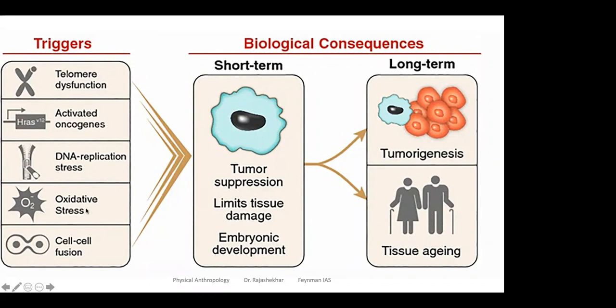Similarly, you can write one more example, that is oxidative stress. So triggers are like this: telomere dysfunction, activation of oncogenes or cancer-causing genes, DNA damage, and oxidative stress. I'll explain what oxidative stress is later. For now, just make a note of it. I'll explain what it means in tomorrow's class.